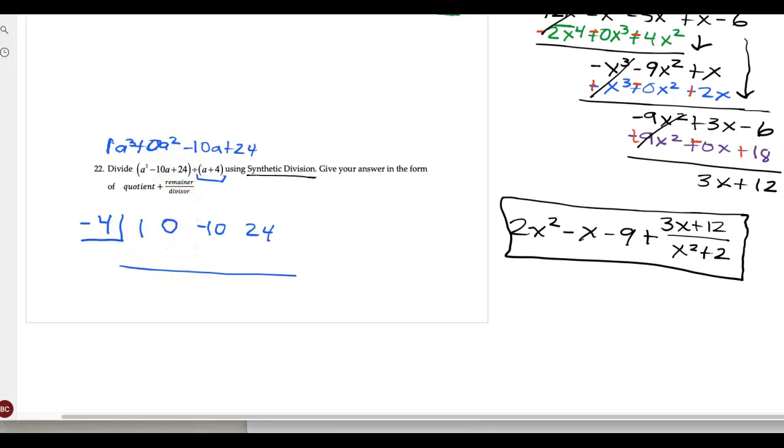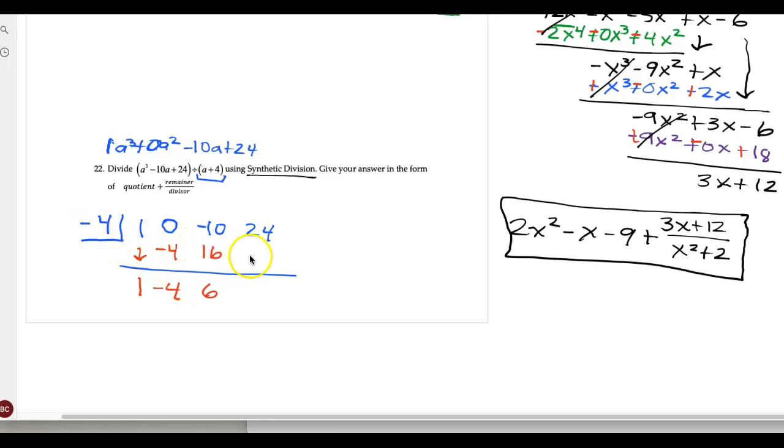So the very first thing you do is bring down whatever that first number is. All right, so I just bring that 1 down. Then I'm going to take whatever's in my answer, and multiply it by the number that is there in the box. So 1 times negative 4 is negative 4, and I put it underneath my next number. Then just combine these together. 0 minus 4 is negative 4. Then do it again. Negative 4 times negative 4 is positive 16. Combine those together. That gives me 6.